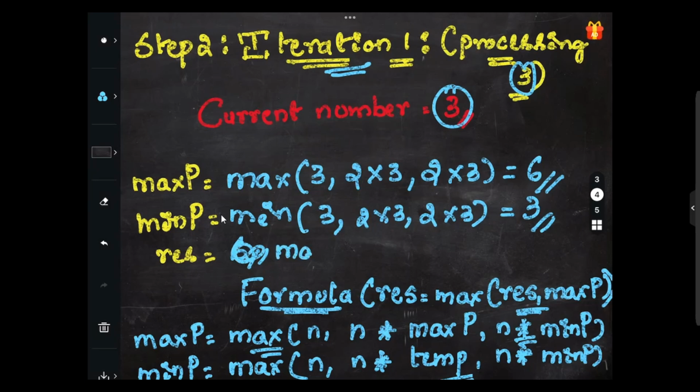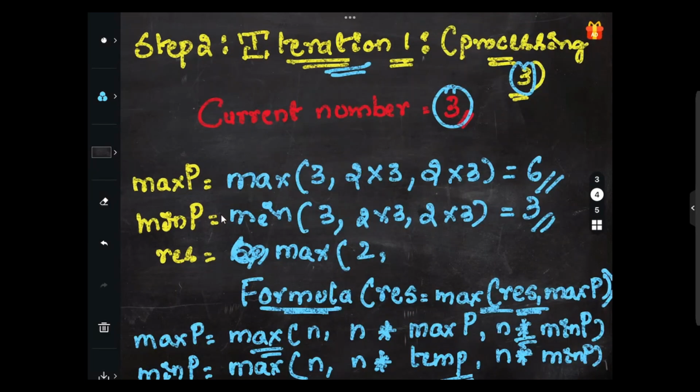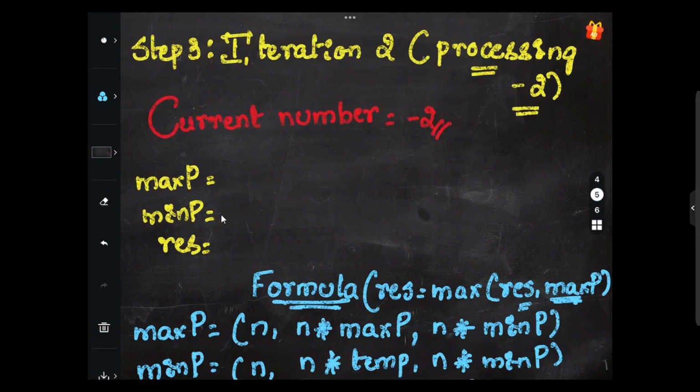We are going with max, sorry, result equals max of result comma max p. Previous result was this one, 2. If you can see here, previous result was 2, and max p we now got is 6, out of which the maximum here is 6. So the result here will be 6, right? So I hope this is completely clear. This is 6. So let me come to the second iteration.